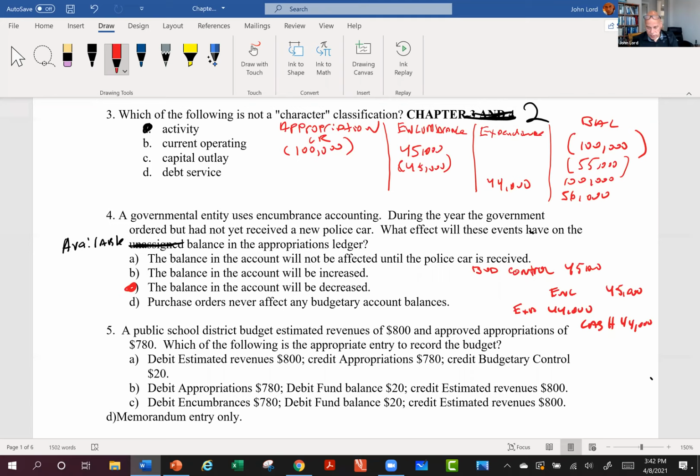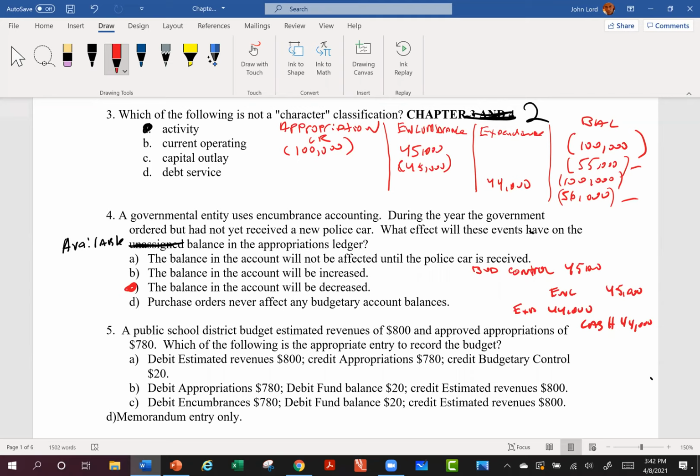44,000 down to 56. But if I said, what would the receiving under this scenario do, then it's going to increase the available balance, right? Did I say decrease? It's going to increase the available balance, right? It would have gone from 55 to 56. Yes. Okay. These are all credits. Okay, good. All right, let's take a look at number 5 here.